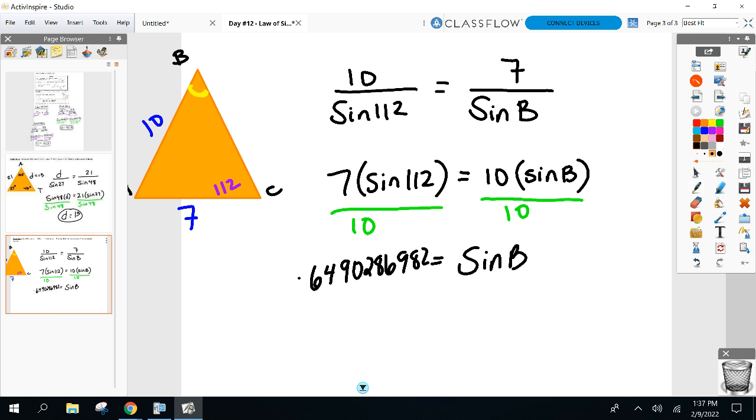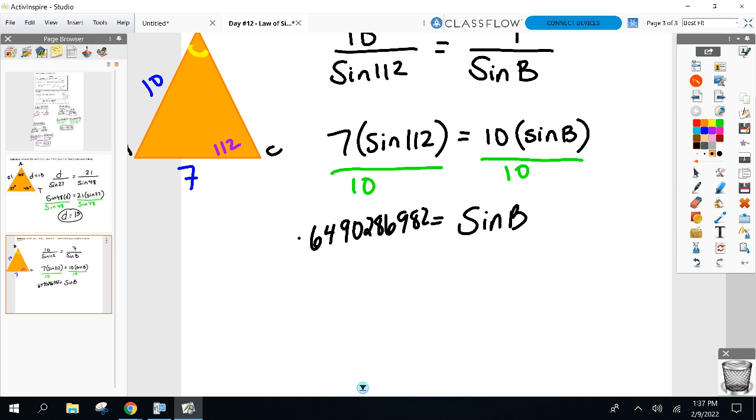Again, not my angle. It's the sine of the angle. And I'm not showing you anything new here. You know how to do this. What angle has a sine of 0.64902, etc.? What angle, B, has a sine of this right here?